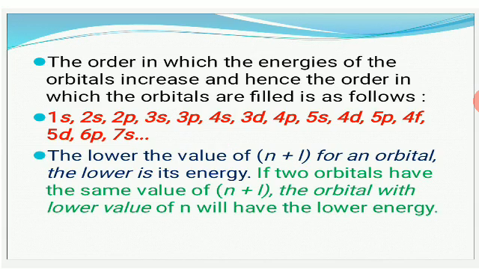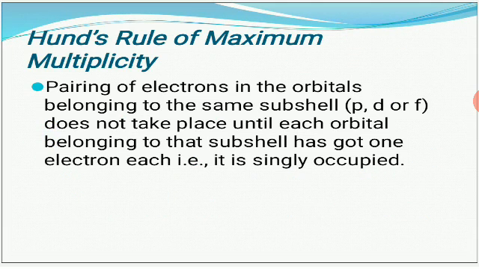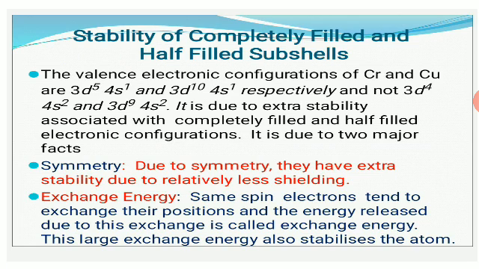Then comes your Hund's rule of maximum multiplicity. It says that the pairing of electrons in an orbital will not take place until and unless all the orbitals of the same subshell are singly filled. If they are all singly occupied, then only the pairing of the electrons will take place.